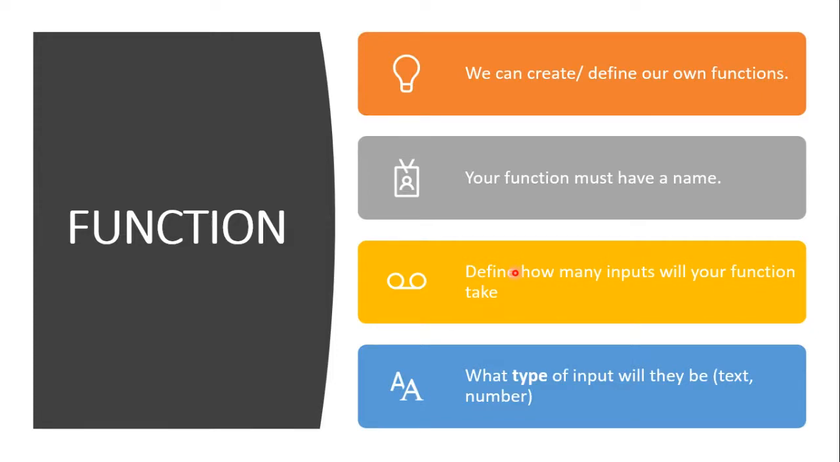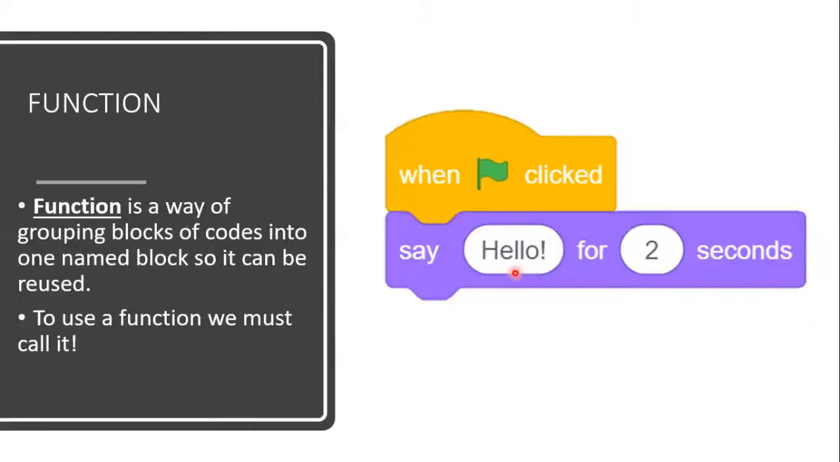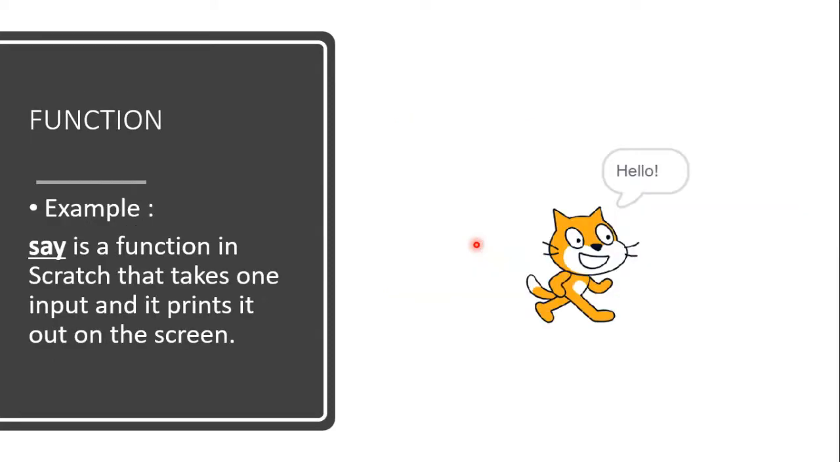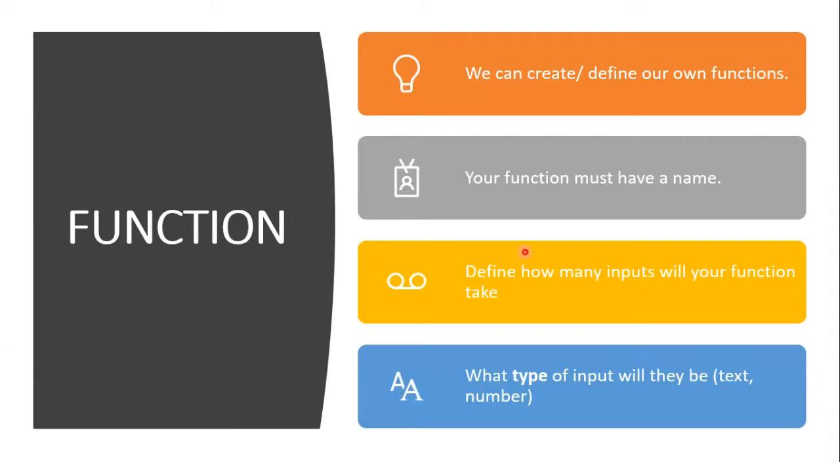If you only want to say hello without the timing, we are only going to have one input, which is what you want to say. So you must dictate how many inputs your function should take.